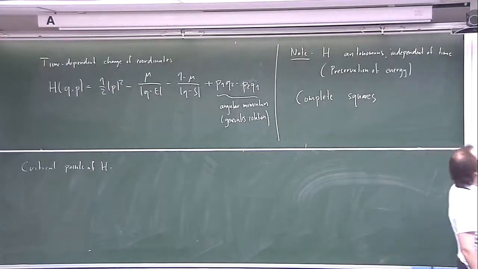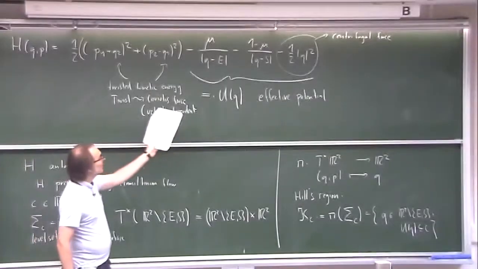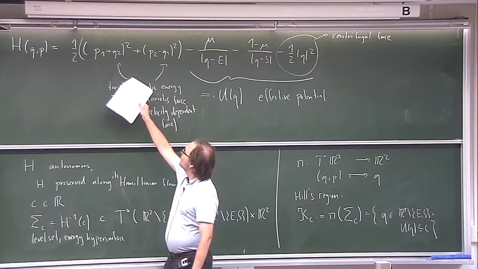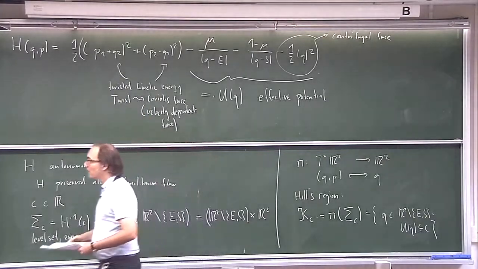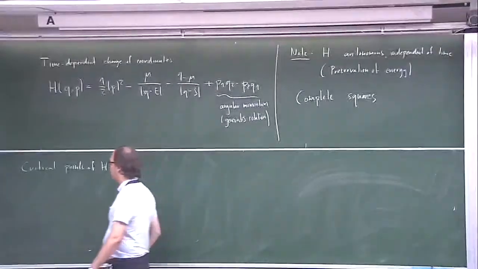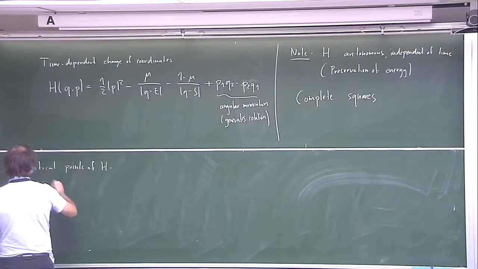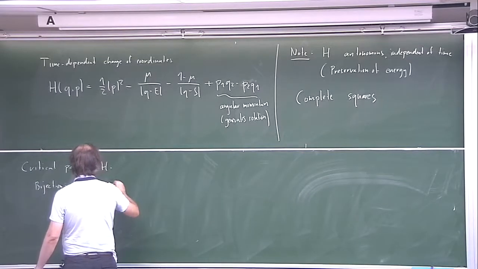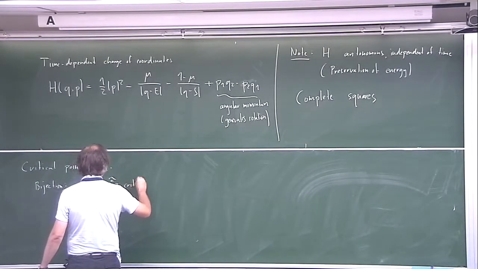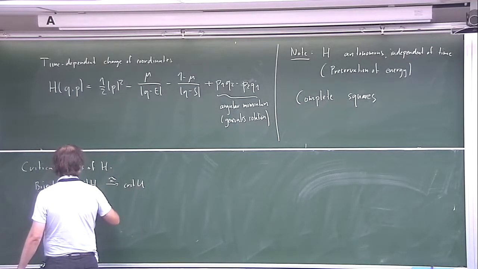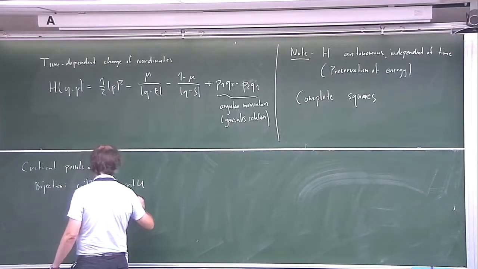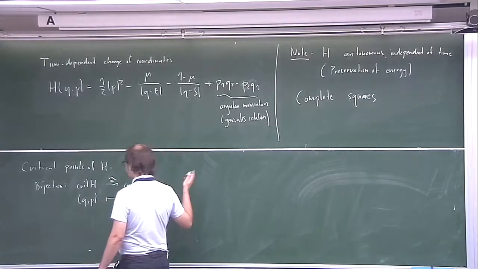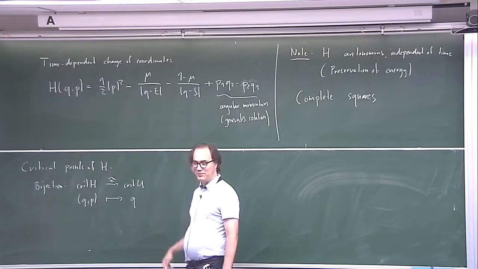Critical points of H are in one-to-one correspondence with critical points of U, because this is just quadratic in P. So we have a bijection between critical points of H and critical points of the effective potential. We forget just about P. And now this is a calculus exercise you can give to your students.